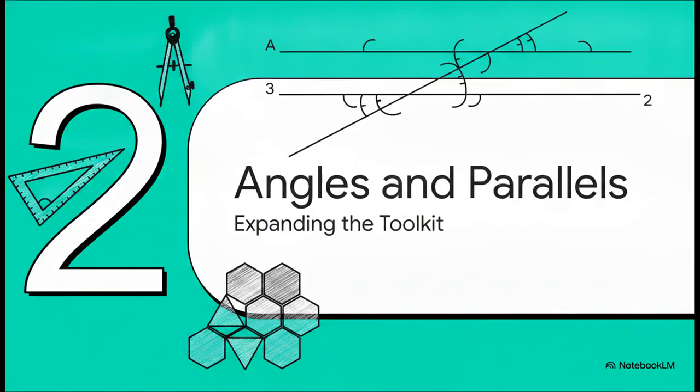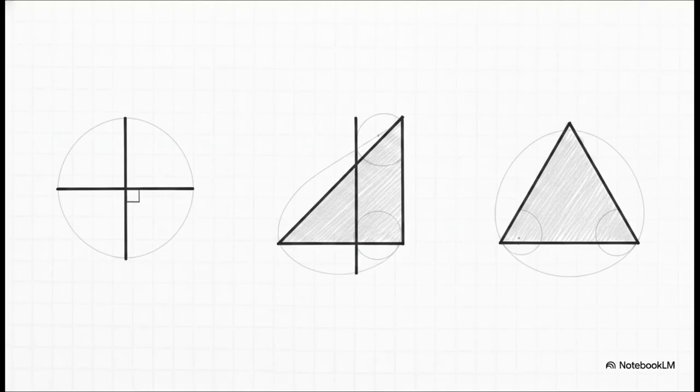Section 2. Expanding the toolkit. Angles and parallels. Let's see how this builds our ability to map out more complex spaces. You know, once you master the perpendicular bisector, you've essentially unlocked the next level of geometry. You can use that exact same unmarked ruler and compass to construct highly specific angles entirely from scratch.